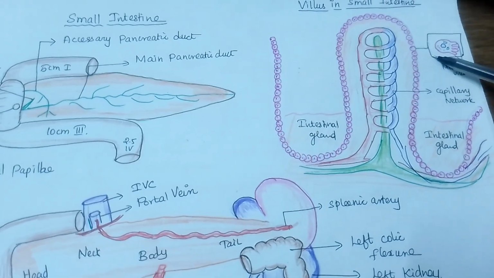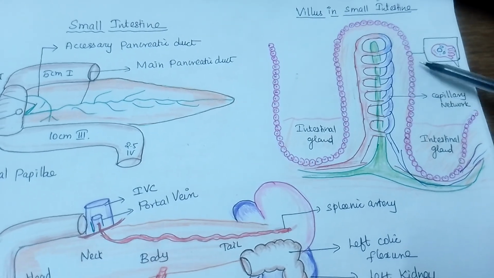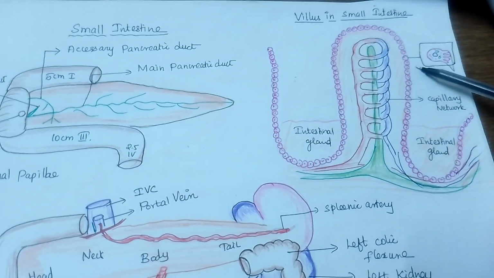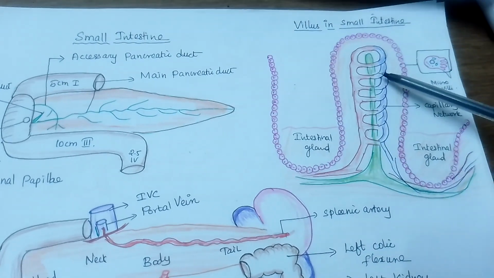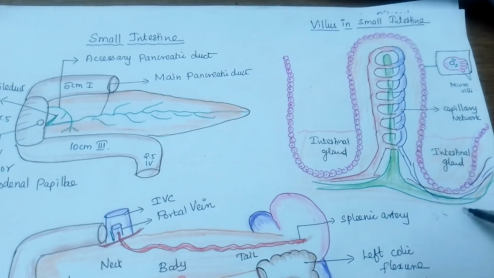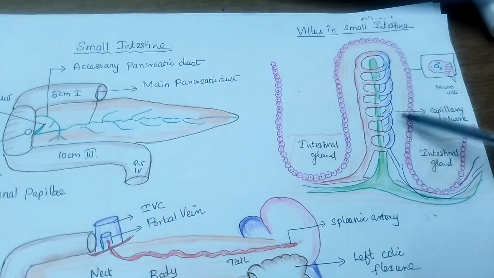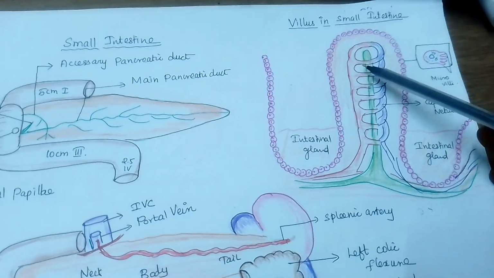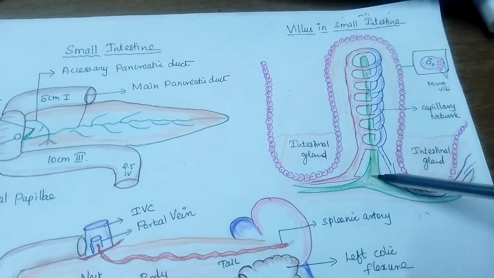If you see the goblet cells, the villi are larger and broader, like a finger-like projection. The capillaries are present inside the villi. The length of the villi will be 0.5 to 1 millimeter. All the villi are covered by columnar epithelial cells. Inside, there is a network of capillaries, and in the center there will be lymph capillaries.